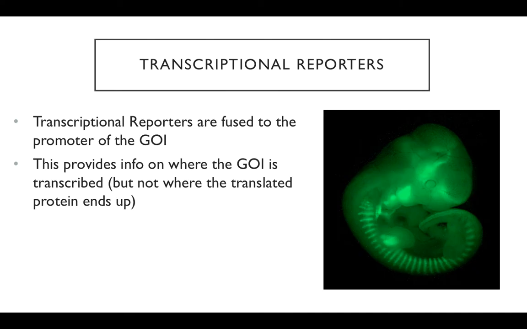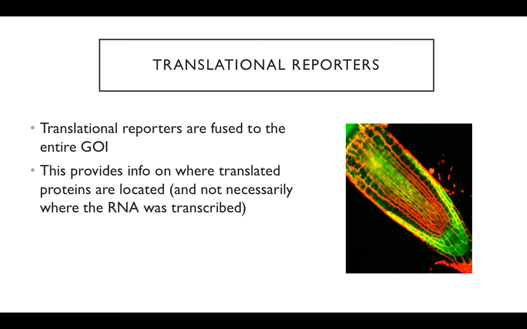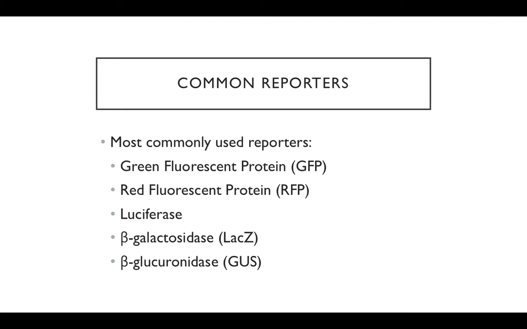Again, transcriptional reporters are fused to the promoters of genes, which provides information on where the gene is transcribed, but not where the translated protein ends up. Here you see an embryo that has a transcriptional reporter. Translational reporters that are fused to the entire gene of interest provide information on where the translated proteins are located, and not necessarily where the RNA was transcribed.